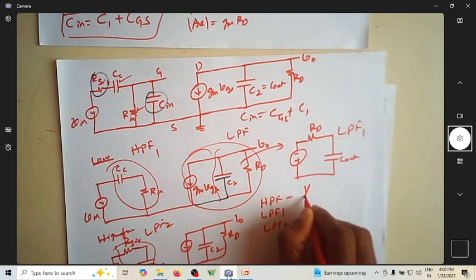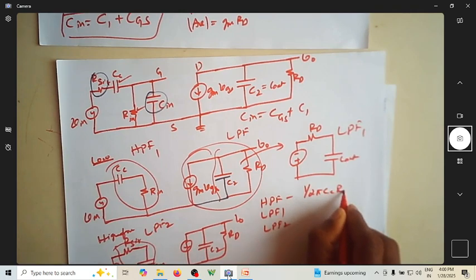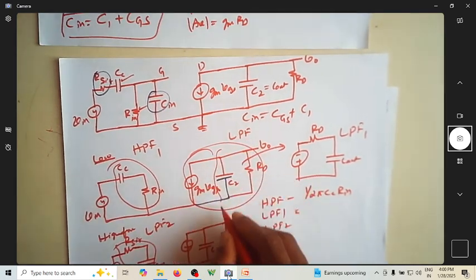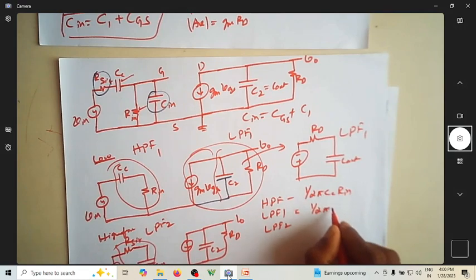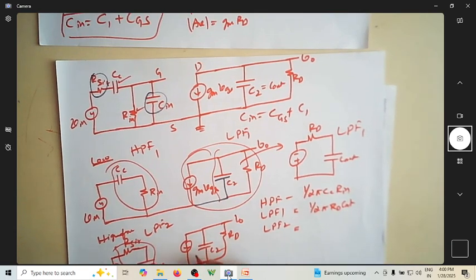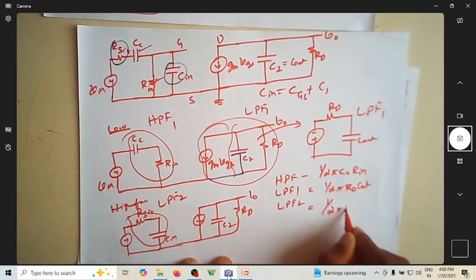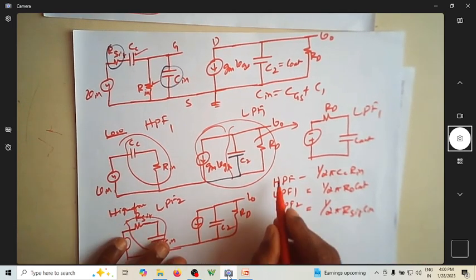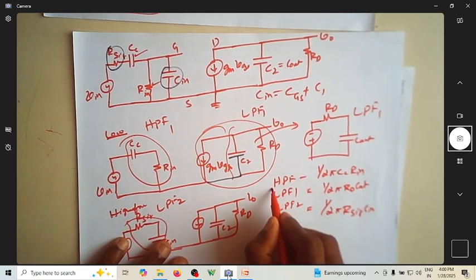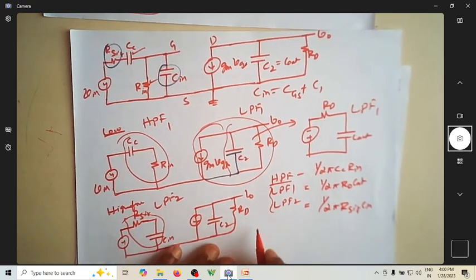This cutoff frequency is 1 over 2 pi Cc into Rin. This low pass filter 1, suppose if you call it as low pass filter 1, is equal to 1 over 2 pi Rd into C out. And the cutoff frequency of this filter will be 1 over 2 pi R signal into C in. So you actually have three cutoff frequencies, one corresponding to the high pass filter, and two more corresponding to the low pass filters.